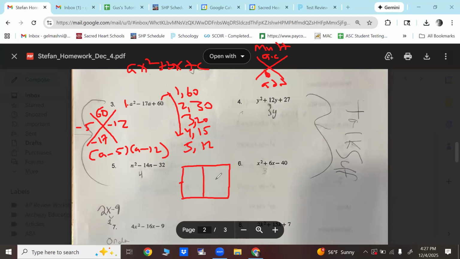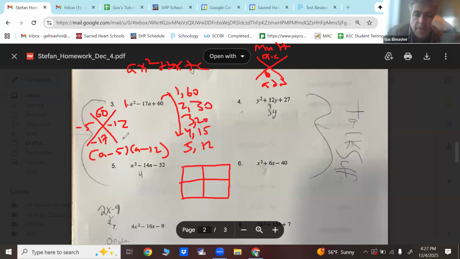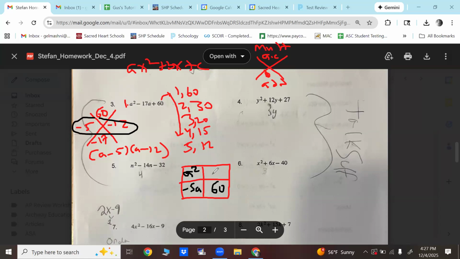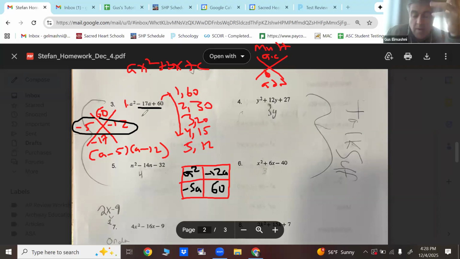You can do a box where you put the first term in the upper left corner and the constant in the lower right corner. So last one, lower right corner. And then these two go in the other two corners. It doesn't matter which one exactly, because what you're doing is that you split the middle term. Negative 17 got split into negative 12 and negative 5.